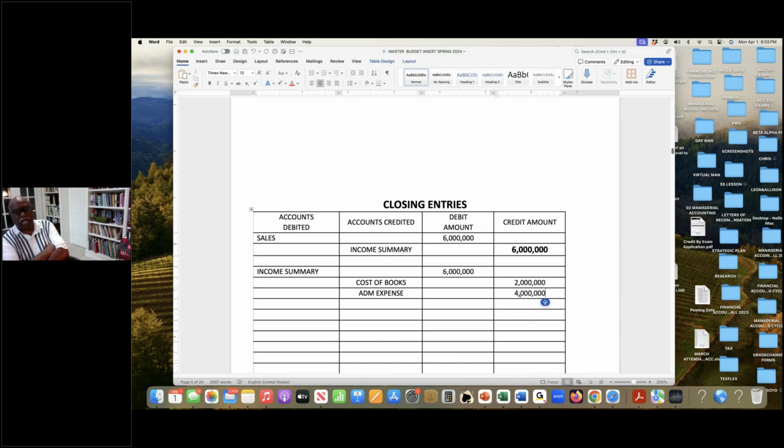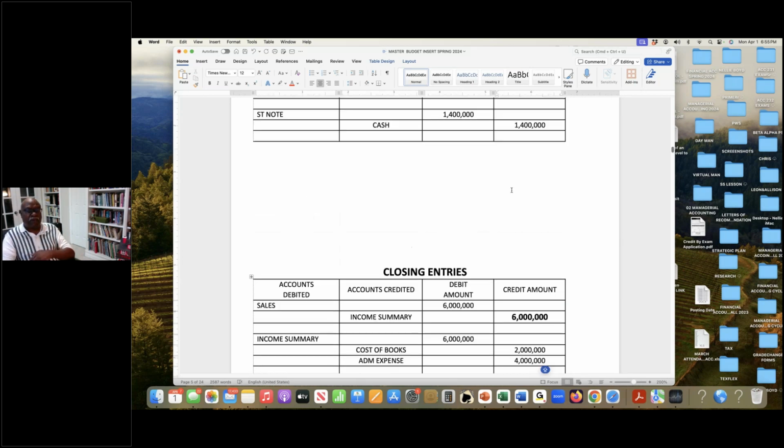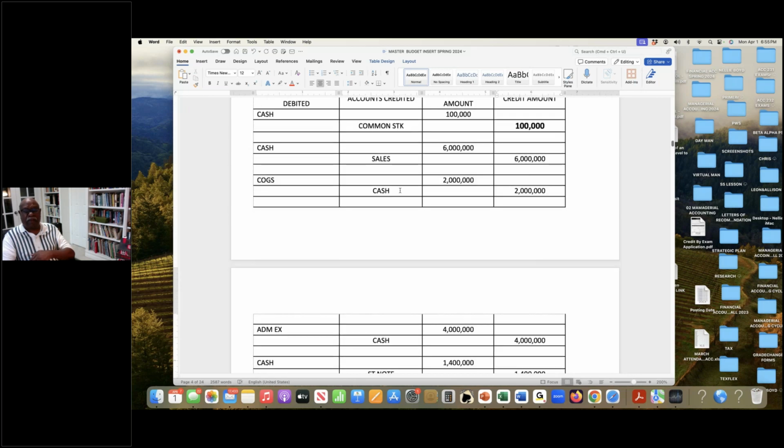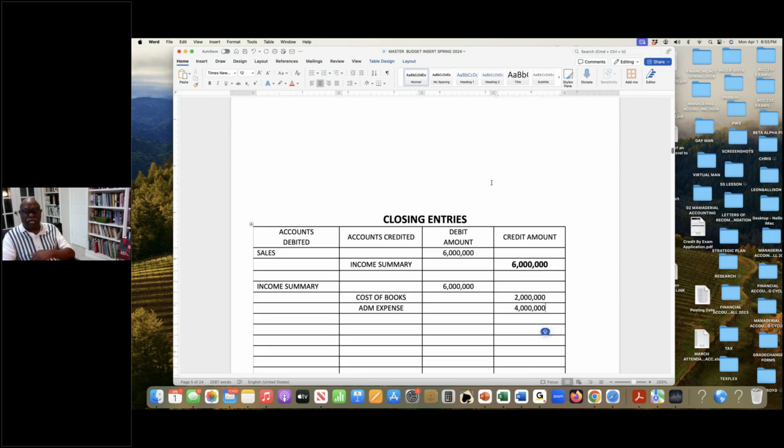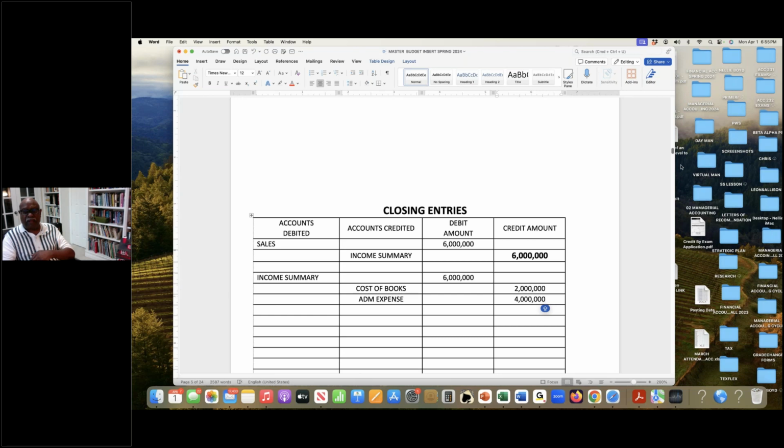So that's what you're going to have to do. You make the journal entries and post to the ledger to get your financial statements. Then you make the closing entry to close that year out. Are there any questions?